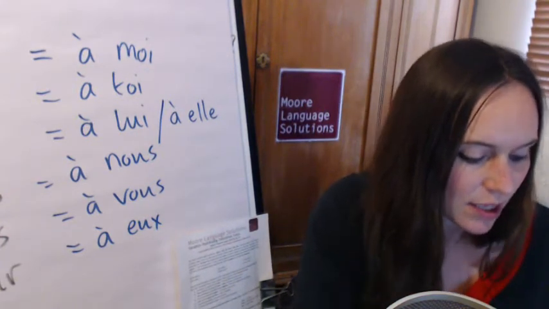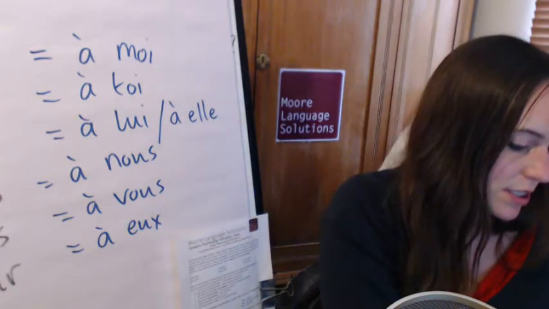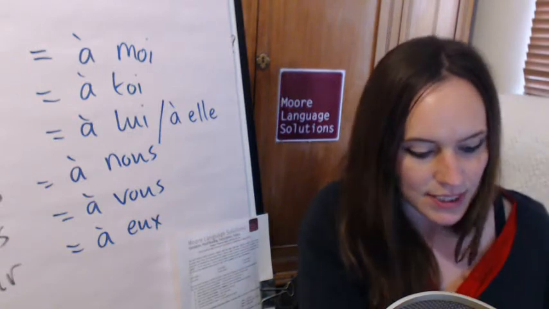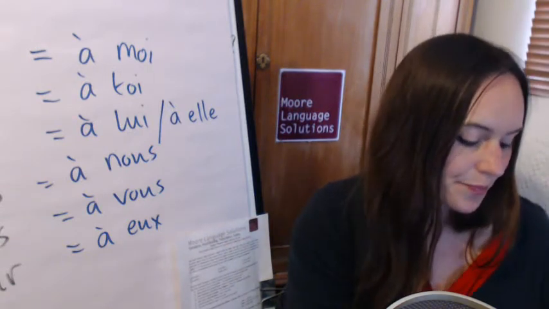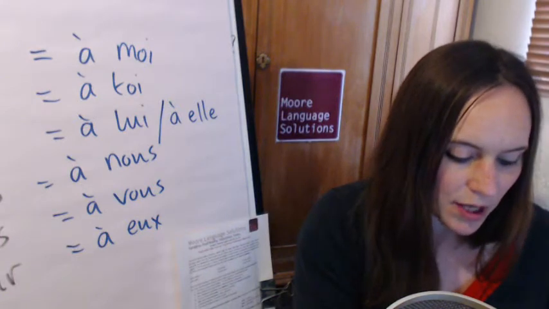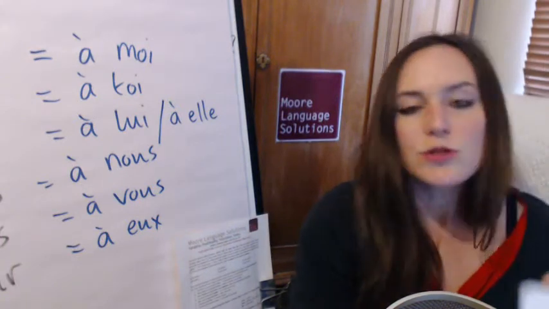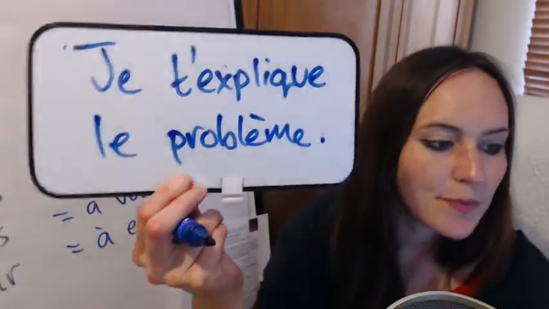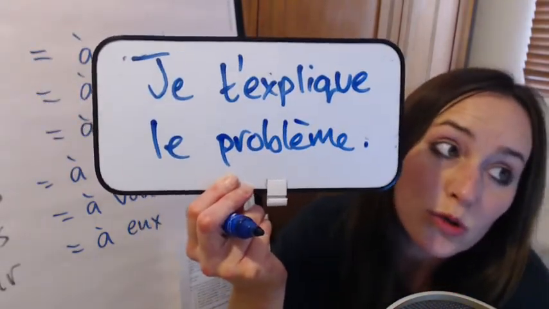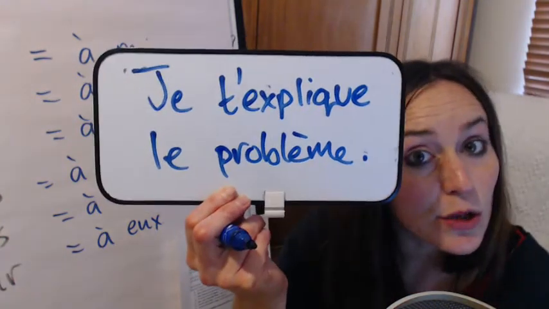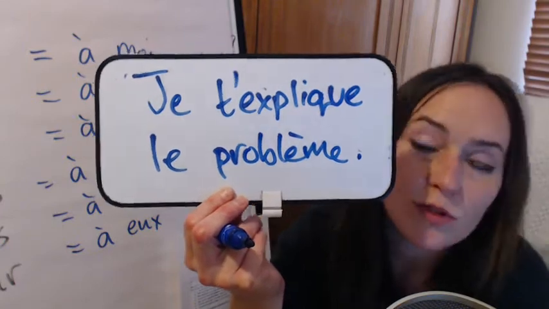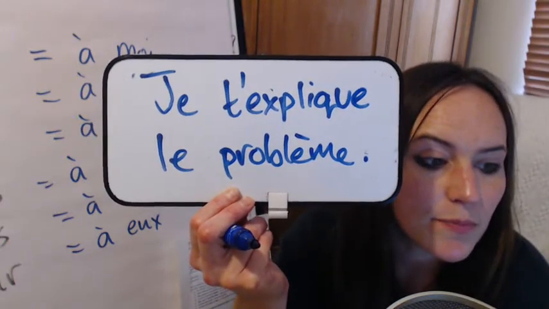Let me show you what I mean. Je t'explique. So here we've got this verb expliquer. So, je t'explique le problème. Or I could say je vous explique le problème. Or je lui explique le problème. Je leur explique, oh, excusez-moi, je leur explique le problème.